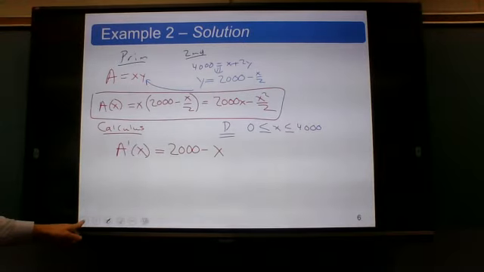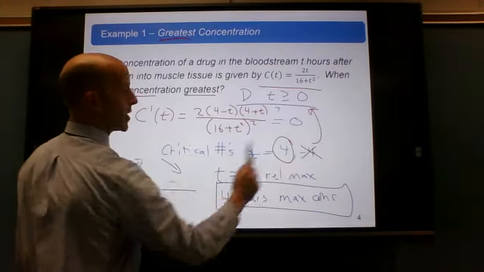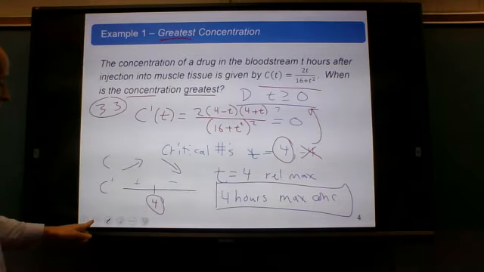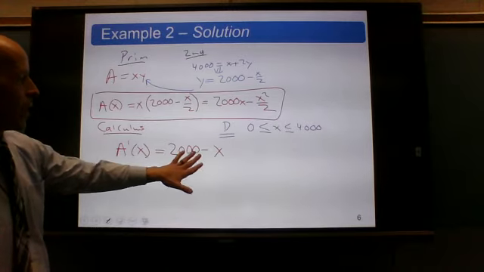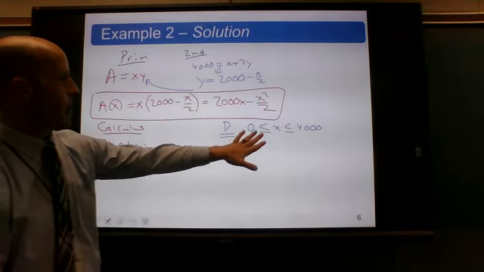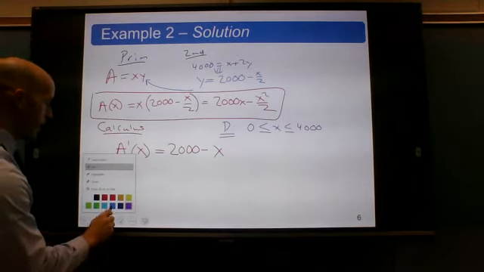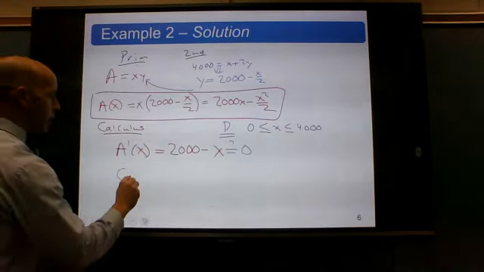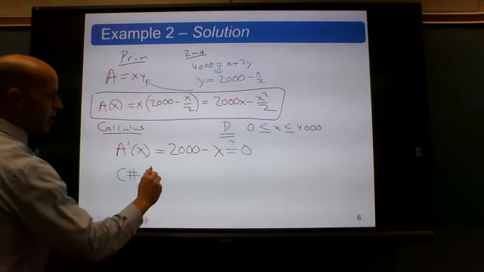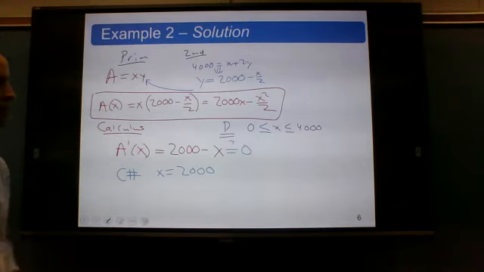If you remember on our first example, that domain came back to help us and we realized we couldn't have a negative 4. So our domain here lets us know that whatever x value we get, it better be between 0 and 4,000. And that's obviously clear here since we're going to set this equal to 0 to figure out that there is a critical number, and there's only one critical number, x equals 2,000. The only thing that makes our first derivative 0 is 2,000.